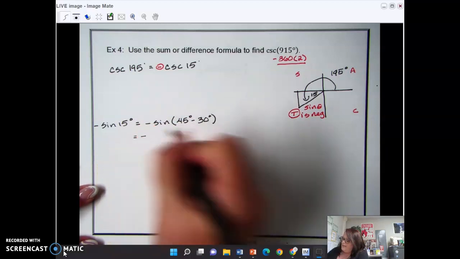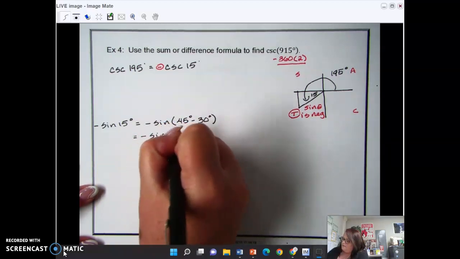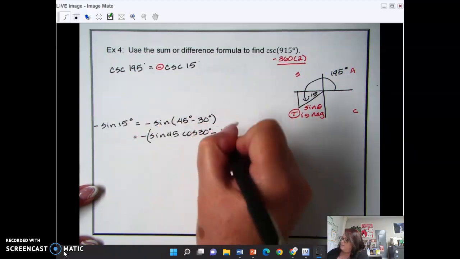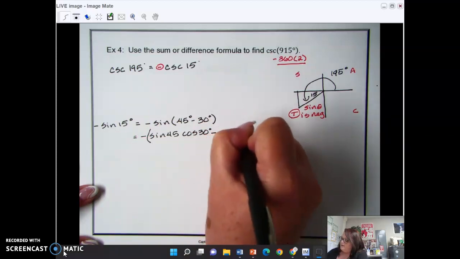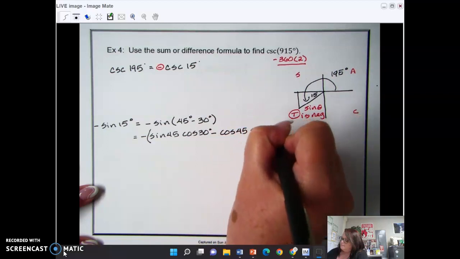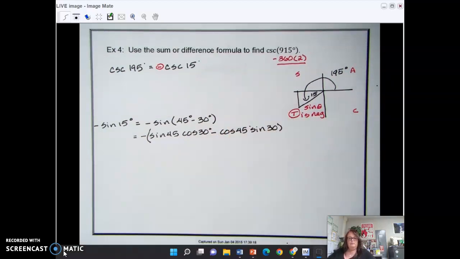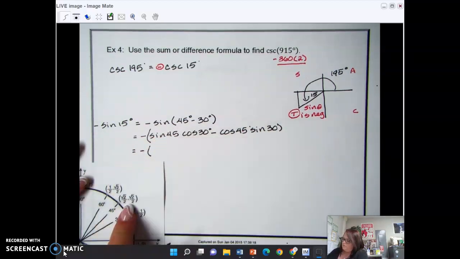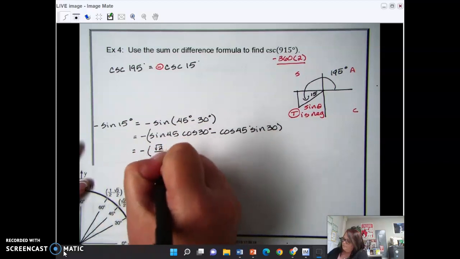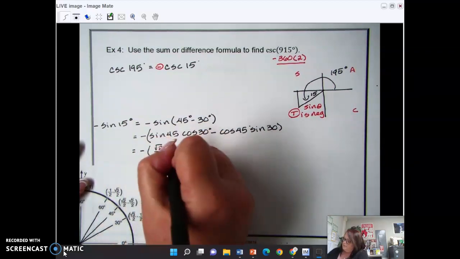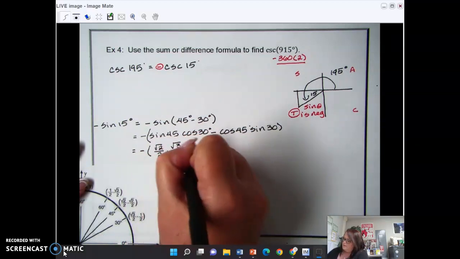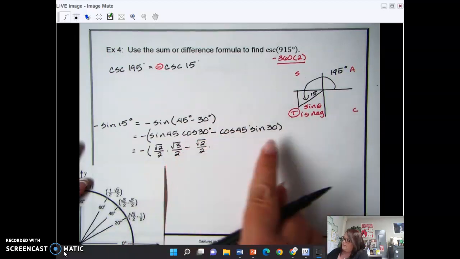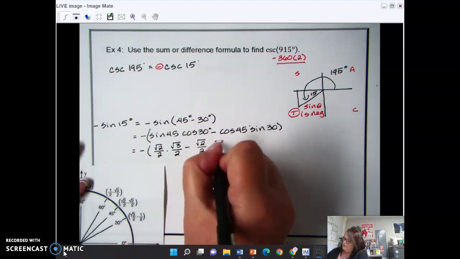So coming over here, we've got negative, and then we're going to do sine of 45, cosine of 30, and then I've got to put parentheses here, keep this the same, and then we're going to do cosine of 45, sine of 30. Okay, so getting our handy dandy unit circle here, we said sine of 45 was going to be root 2 over 2. Cosine of 30 is going to be root 3 over 2. Then we have cosine of 45 is going to be the x value, so that's root 2 over 2. And the sine of 30 is the y value, so that's going to be 1/2.